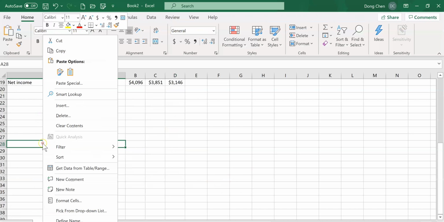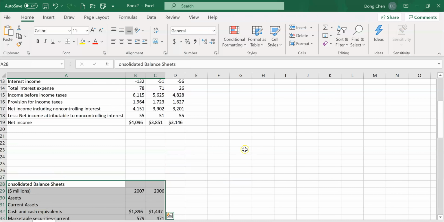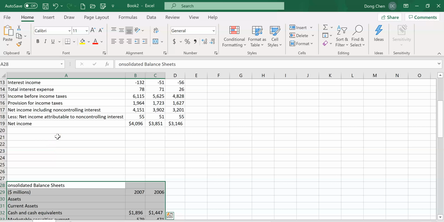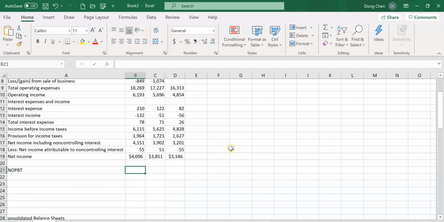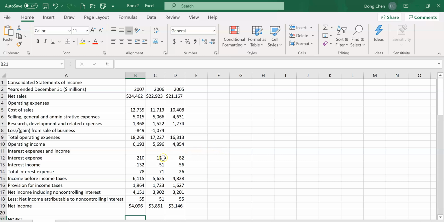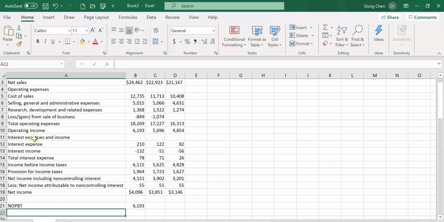Leave some space for the calculation of income statement related items, such as NOPAT, right? We know that to get NOPAT, we need to first get NOPBT, which is net operating profit before tax. NOPBT is generally the same as operating income. And let's further look at the items below this operating income. We can see that it doesn't look like there's any other operating related income item.